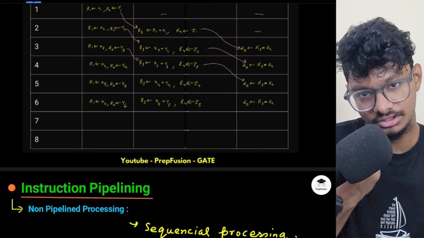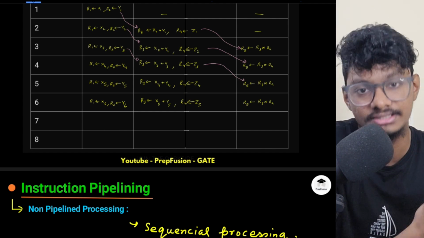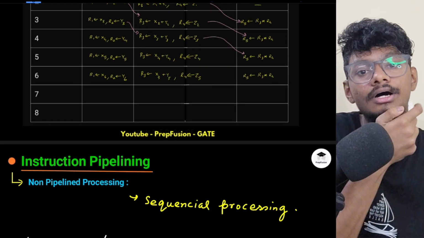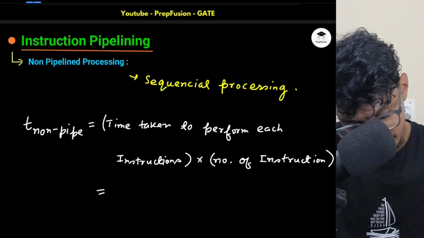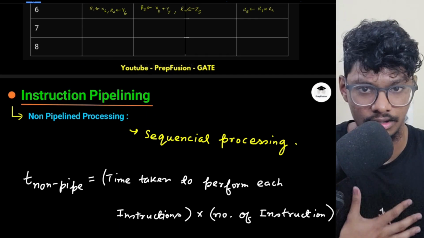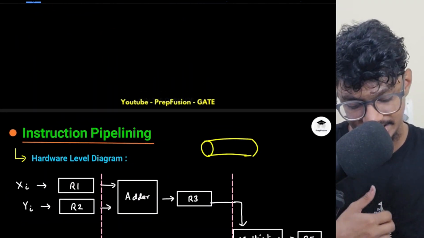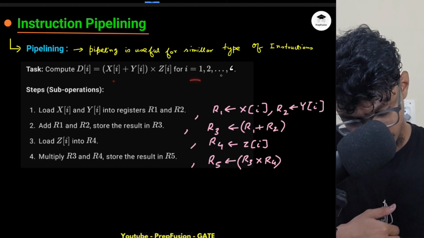First instruction will take 3 cycles. Next instruction will take another 3 cycles, total 6 cycles. Next instruction will take another 3 cycles, 9 cycles. So each instruction is taking how much? 3 cycles. And in total how many instructions do I have to do? How many data elements do I have in the array? 6 elements, right? It is going from 1 to 6.